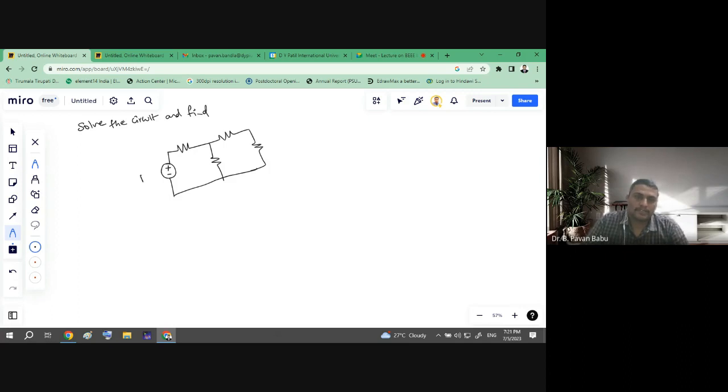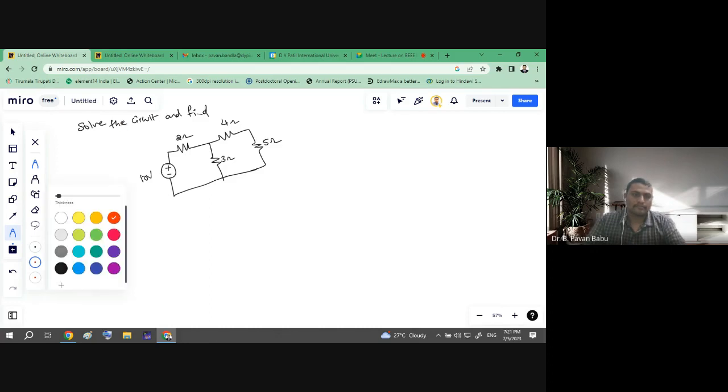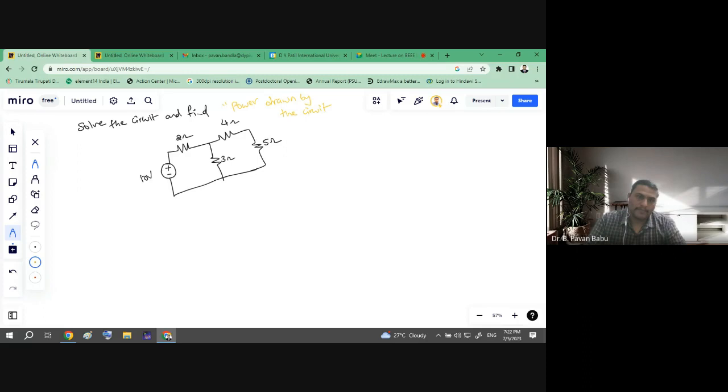Right? So this is a 10 volt voltage source. It may be 2 ohms, 3 ohms, 4 ohms, and 5 ohm resistor. Okay, so the thing is that I need to find the power drawn by the circuit. Power drawn by the circuit. So what is the power drawn by this total circuit?